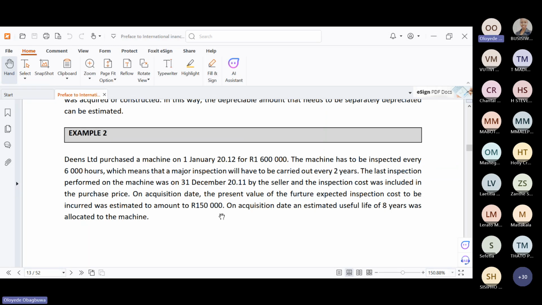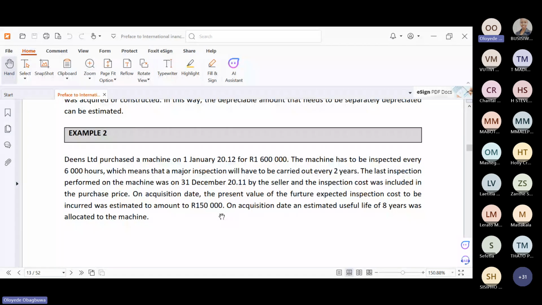This machine has to be inspected every 2 years. Now the first inspection has been done and the price has been added to the purchase price, according to the question. And the estimated cost of that inspection is 150,000.